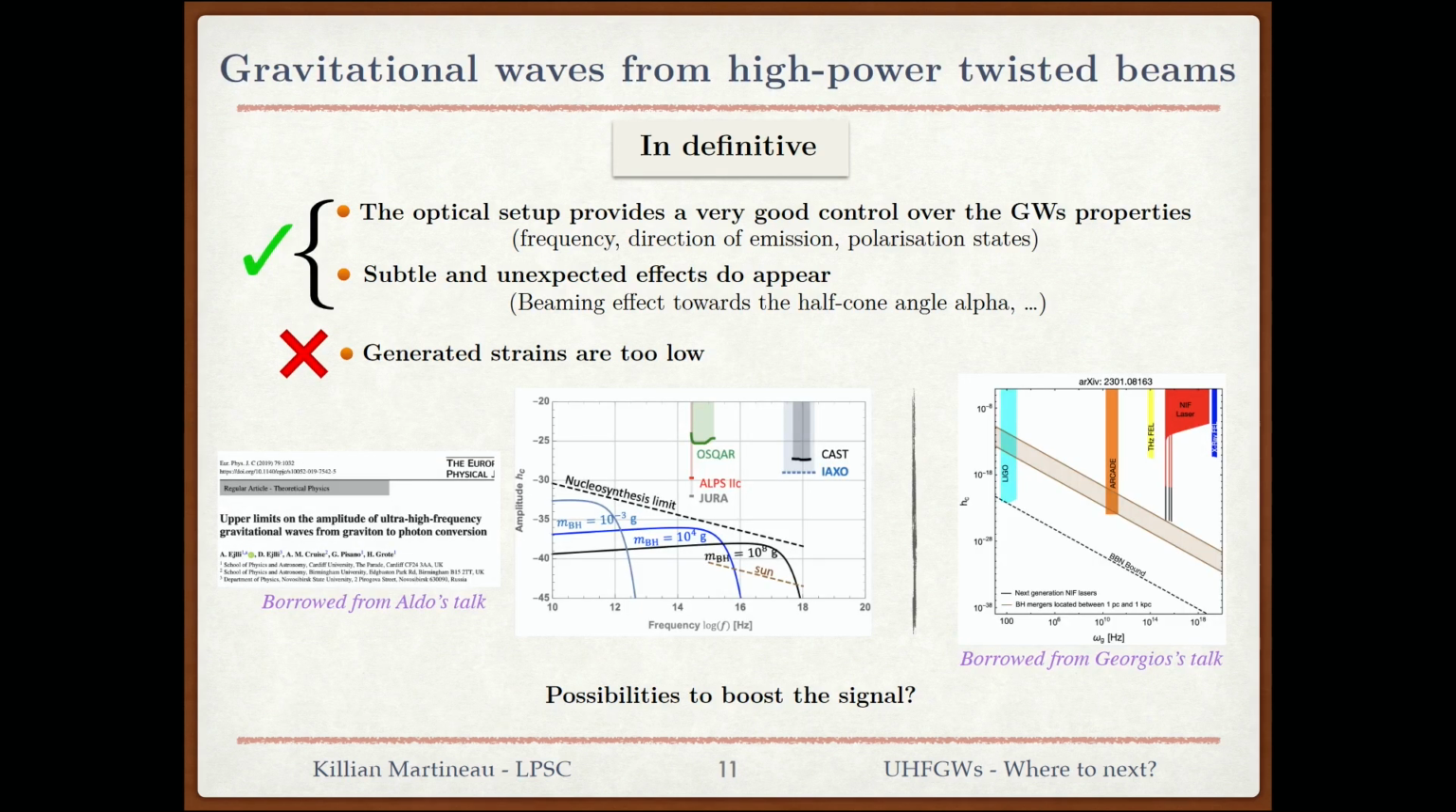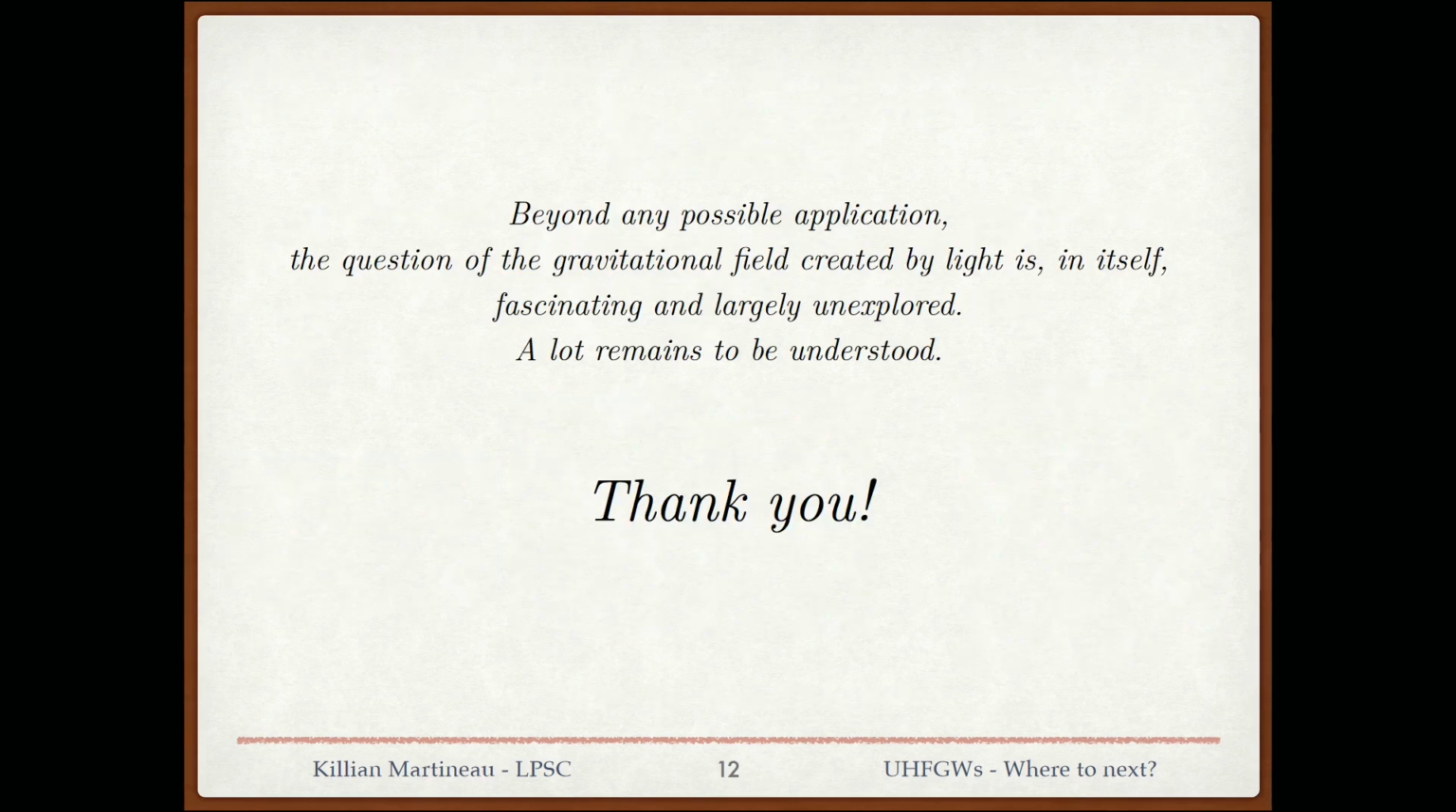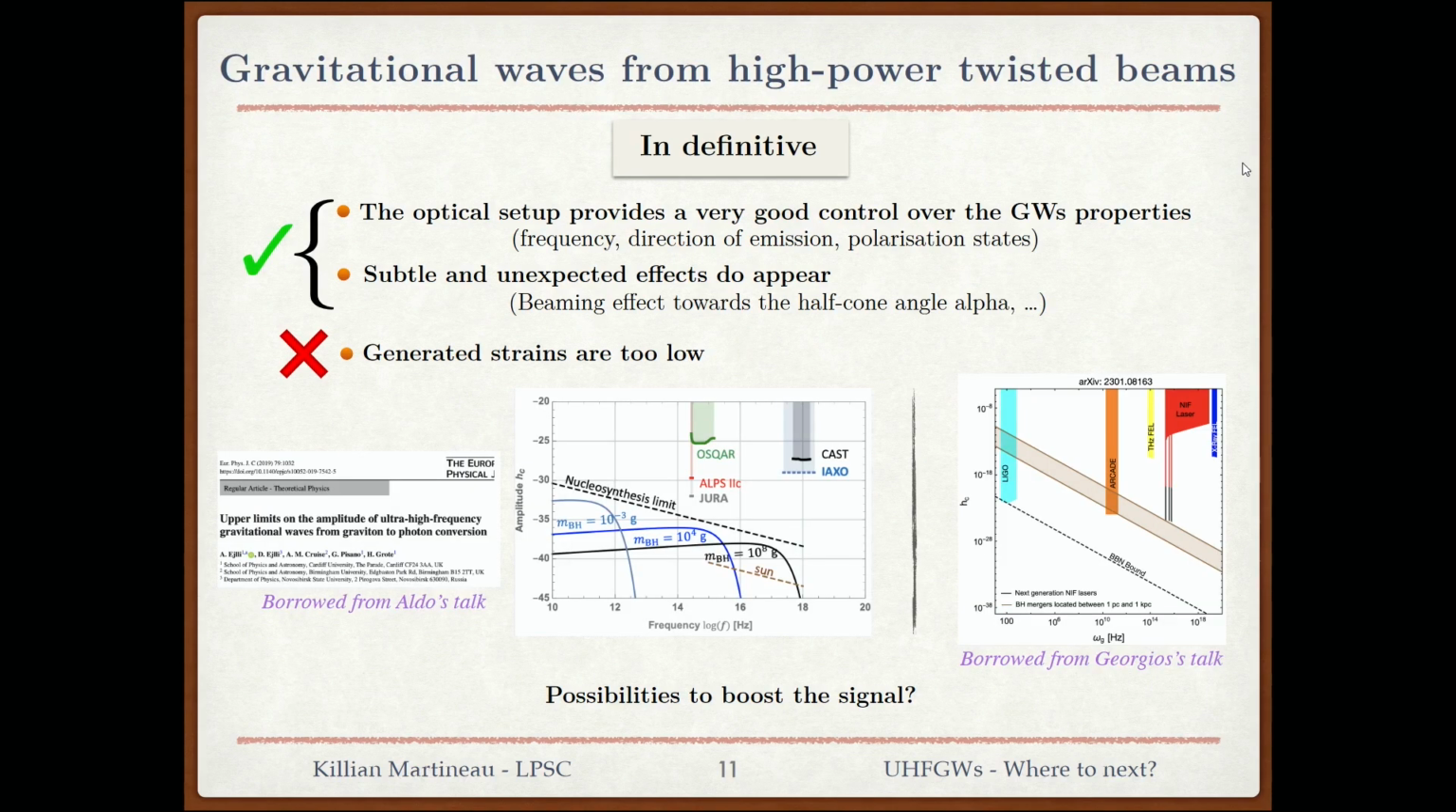So in the end, we have seen that light can emit gravitational waves. We have seen that such an optical setup would provide a very, very good control over the different properties of the gravitational waves, such as the frequency, direction of emission, even polarization states. There are some setups for which you have one polarization state that is emitted. You have setups for which two polarization states are emitted. You can really do whatever you want, almost. We have also seen that subtle and unexpected effects do appear, such as this beaming effect, but the generated strengths are just too low.